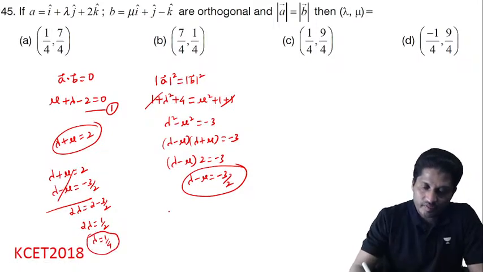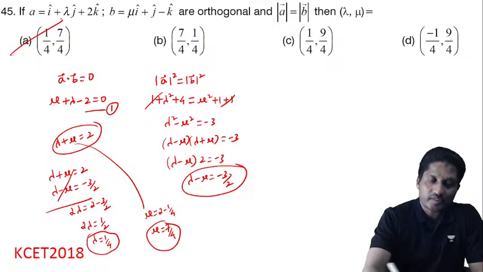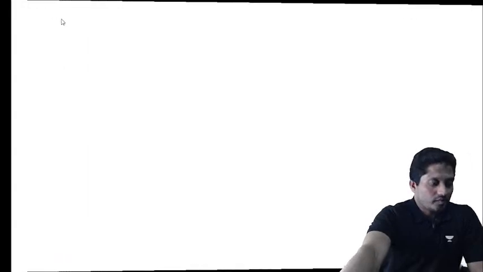Okay, if lambda is 1 by 4, then mu is equal to 2 minus 1 by 4. Mu is equal to 7 by 4. Okay, the answer is option A. Let's move to the next question.